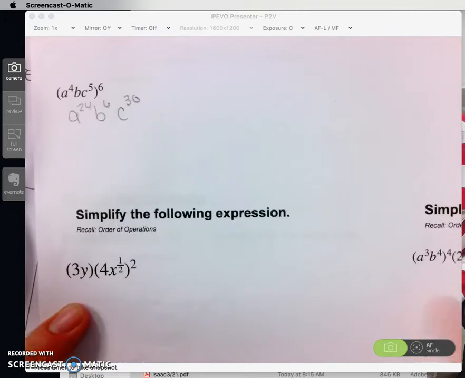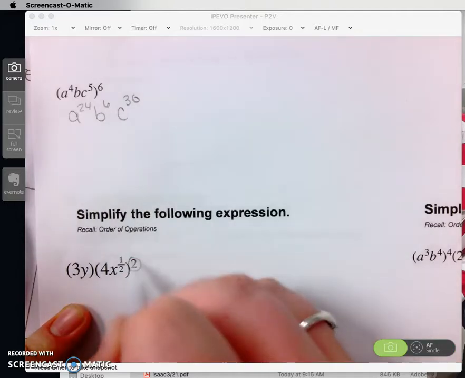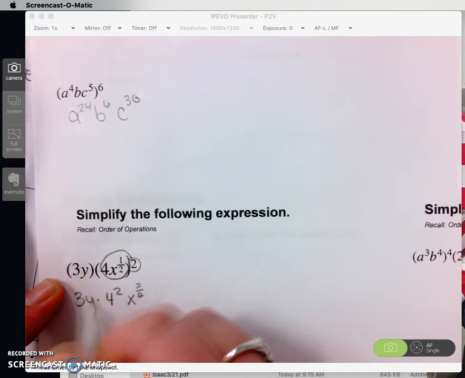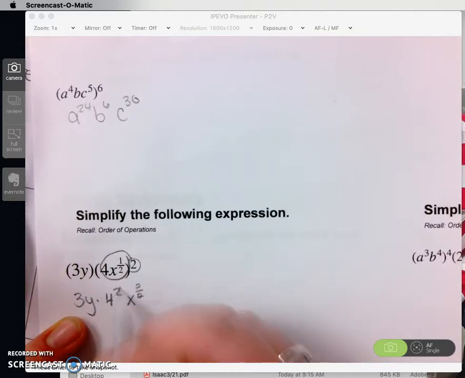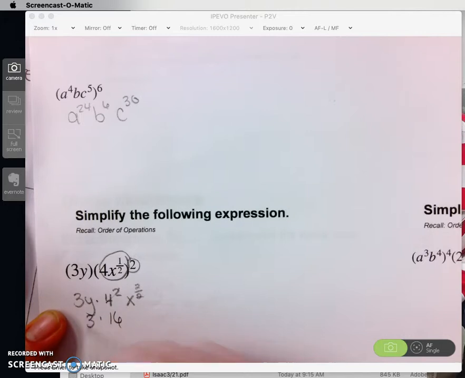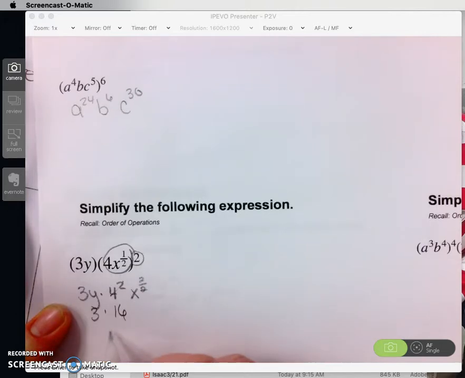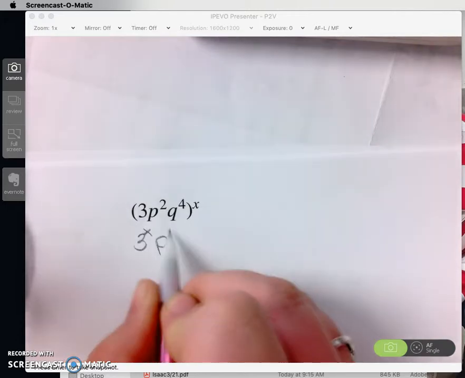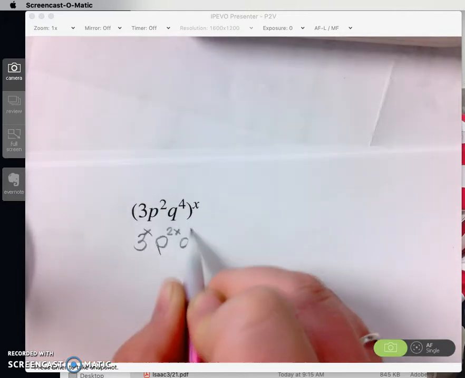Order of operations. This 2 is only going within here. So we have 4 to the 2nd, x to the 2 over 2 times 3y. Remember, all multiplying, so this becomes 16. Then I have to multiply it by 3. 16, 32, 48. Y to the 1st, and then x to the 1st. 3 to the x power, p to the 2x power, q to the 4x power.